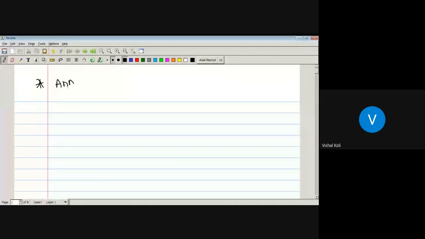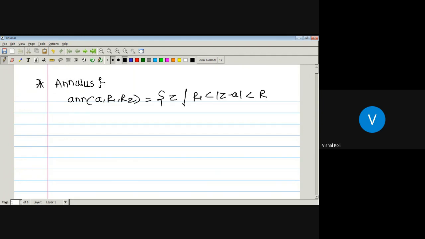Annulus. What is an annulus? Actually, an annulus is defined by A(R1, R2). It is denoted by this symbol, that is, the annulus A(R1, R2). It contains all the complex numbers Z such that R1 is less than modulus of Z minus A, which is less than R2. Here A is nothing but the center of that disk.